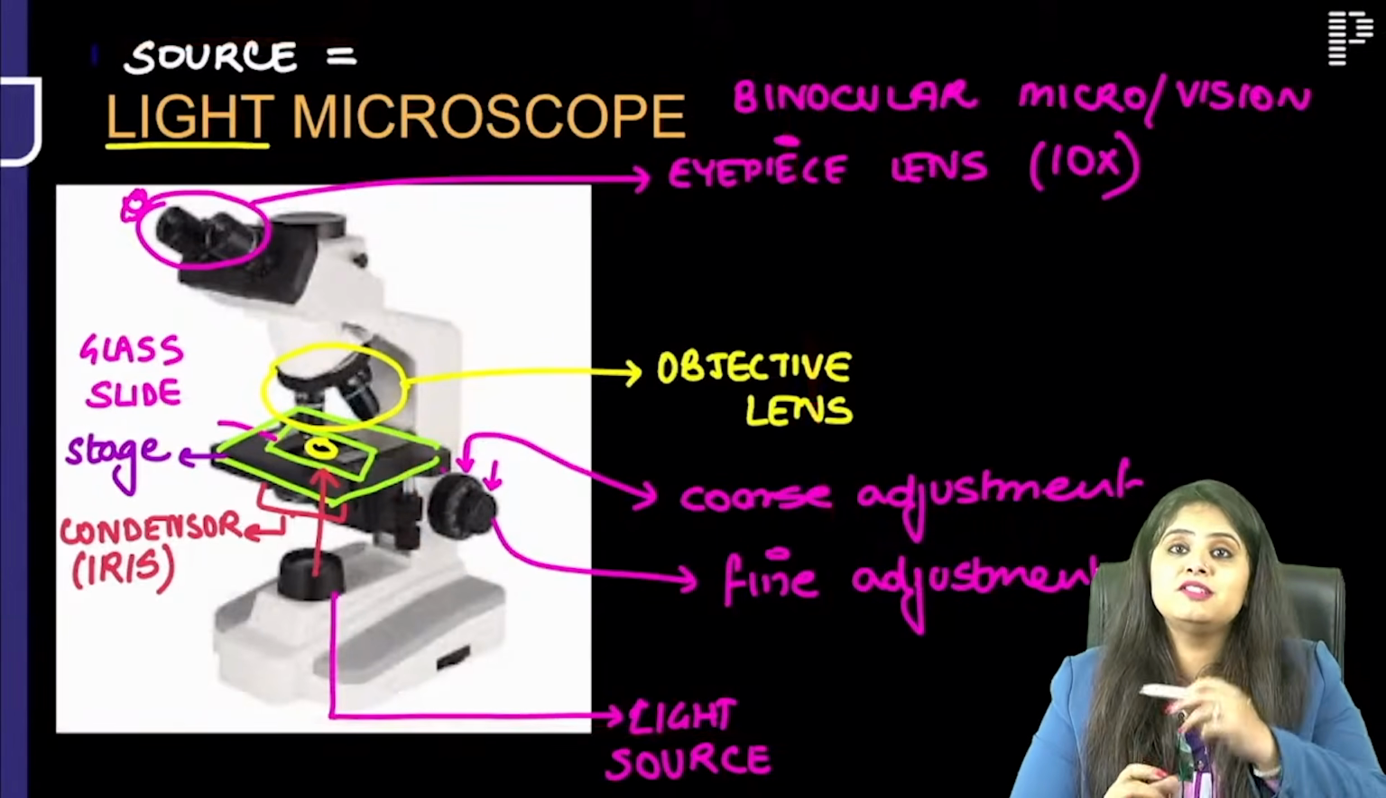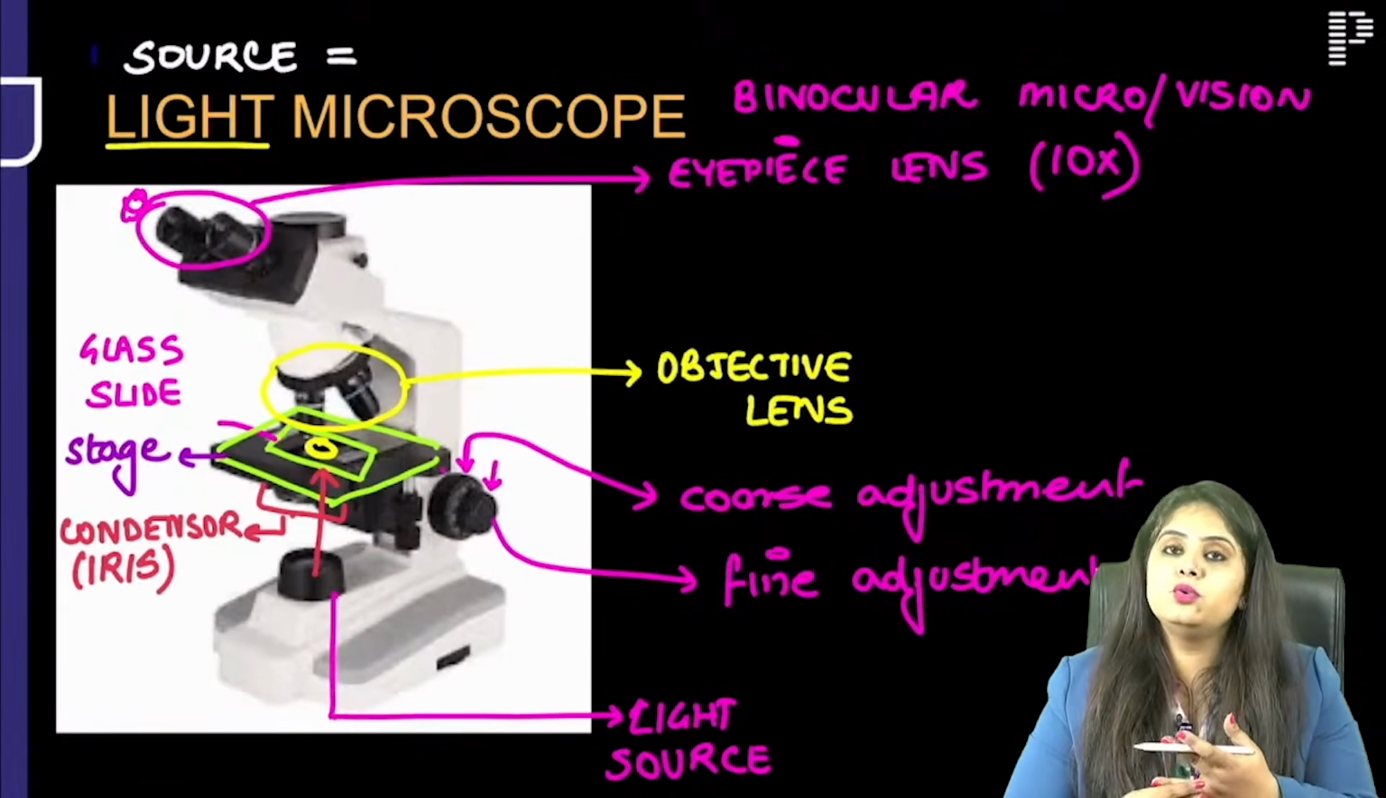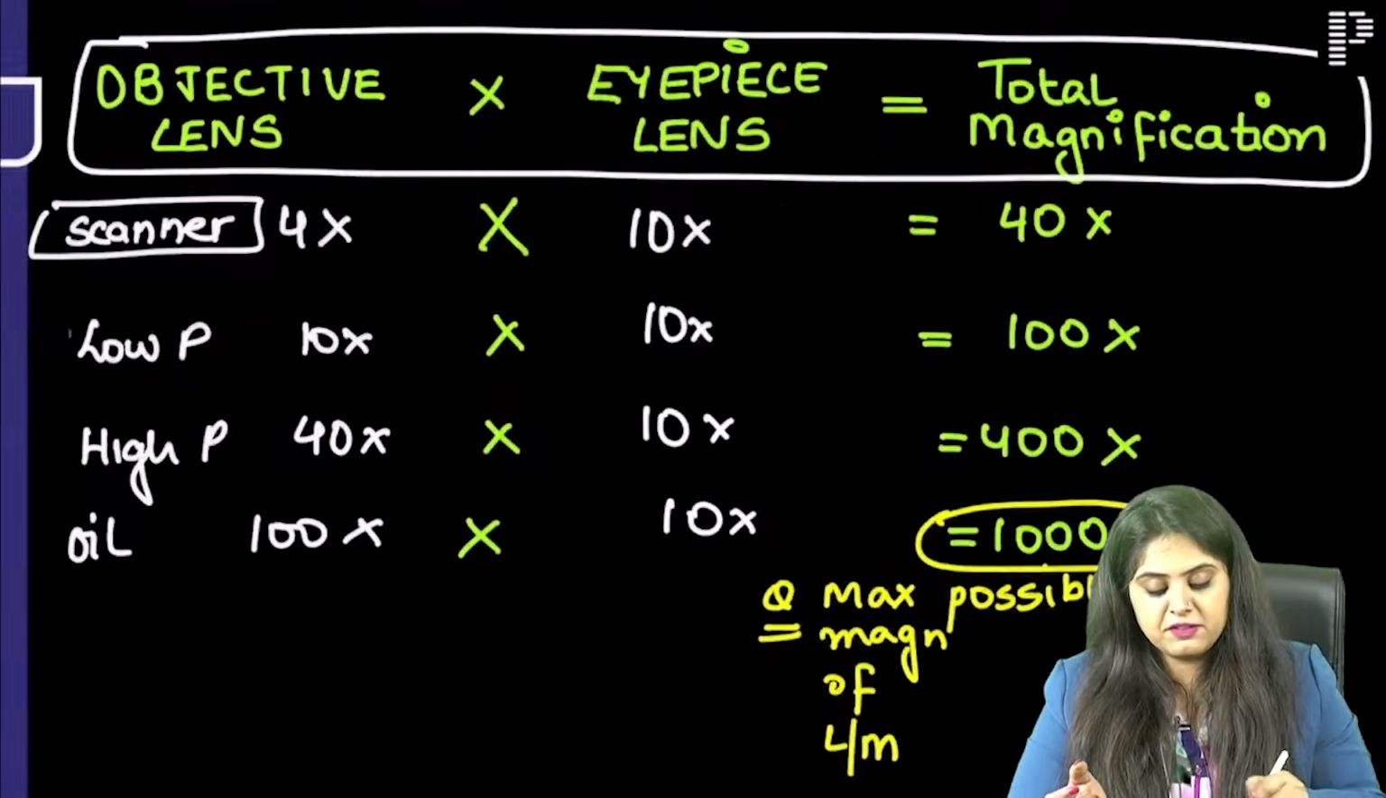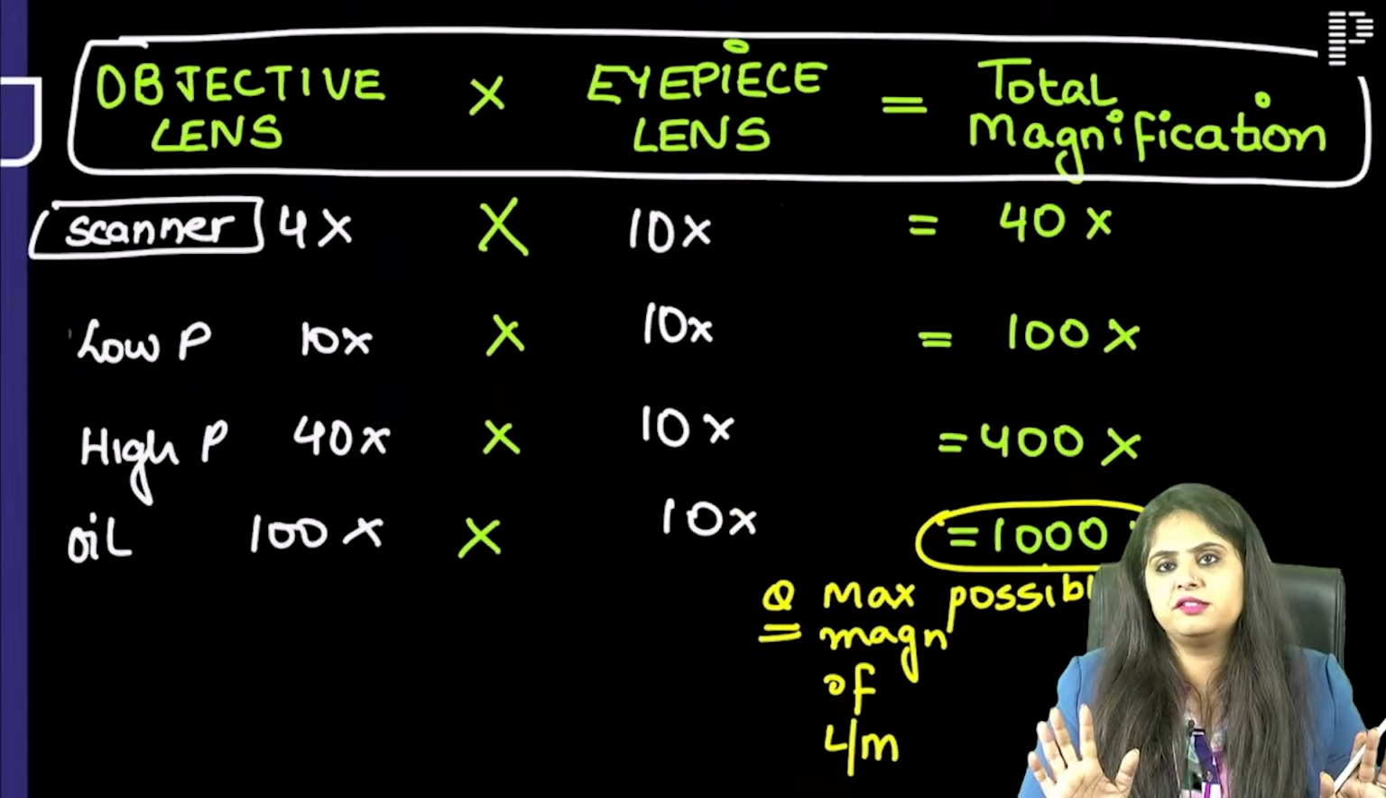Now I'll ask you a previous year question. Let's do an MCQ, two MCQs. Number one, what is the maximum magnification of a light microscope? It is 1000x. I have told you this.